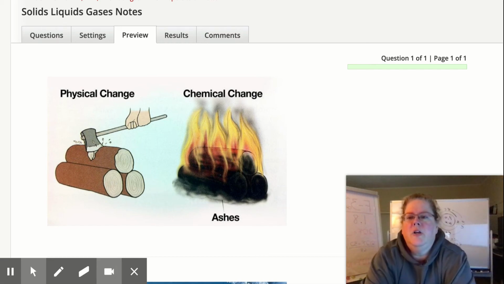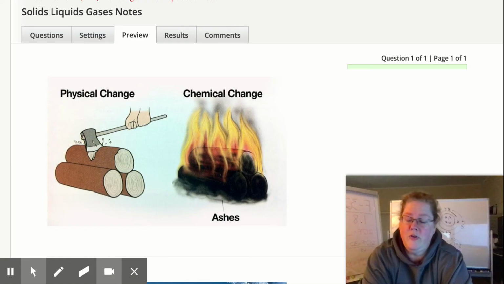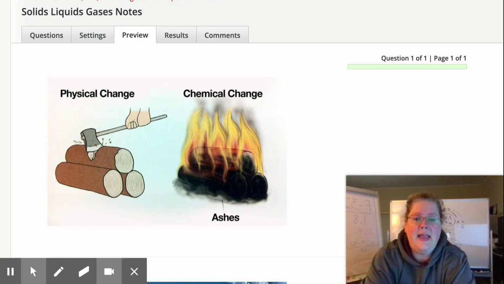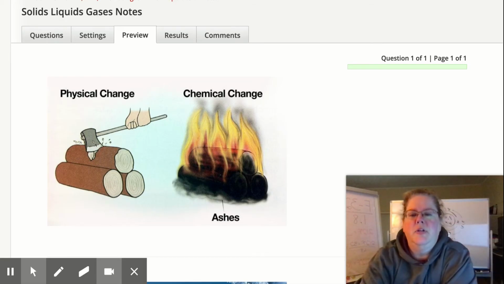Hi everybody, we're going to go through some notes on solids, liquids, and gases and phase changes. Basically, a phase change is just a substance going through the different states of matter, from a solid to a liquid to a gas, or a gas to a liquid to a solid, or you can go from a gas directly to a solid, or from a solid directly to a gas, and those are part of the phase change diagram that we'll be getting to coming up here shortly.